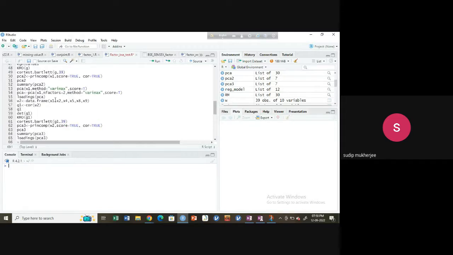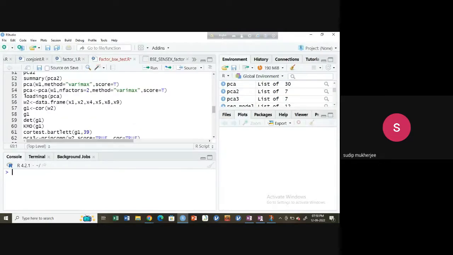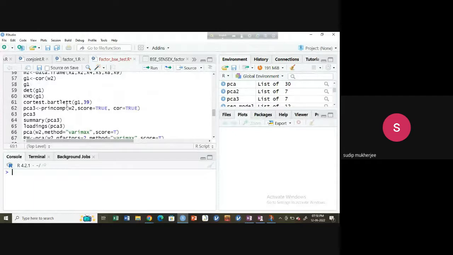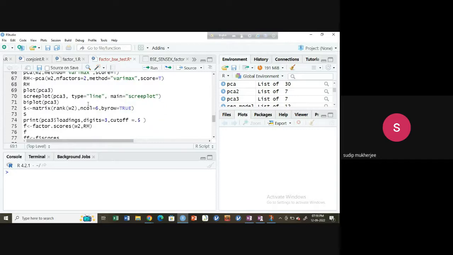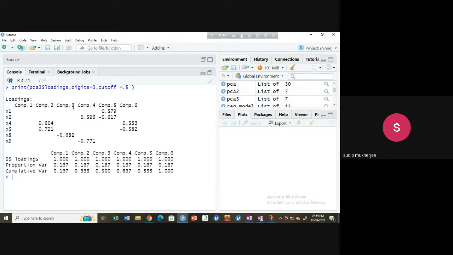And one thing, when we run this particular command, line number 61, you can see we use the test Bartlett function with G1, that is the correlation matrix object name, and then 39. What is 39? It is the number of observations. So you have to mention here the number of observations. Here the total number of observations is 39. That's why we are using this 39. Clear? So if we run this, you see, these are the loadings.